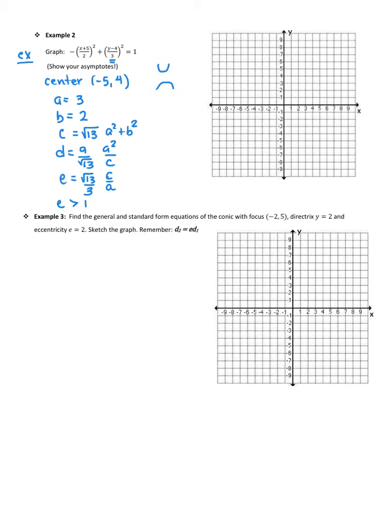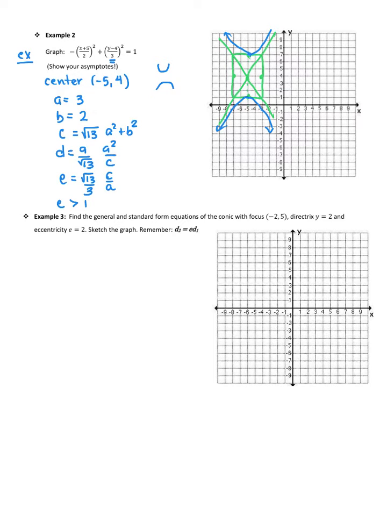So if I'm going to graph this, I will go to the center, so at -5, 1, 2, 3, 4, and I'm going to go in the y direction, 1, 2, 3, 1, 2, 3, and in the x direction, b. Draw the box, draw the asymptotes, and now, because this is in the y direction, we start up here and do our graph off in this direction. And here we go.